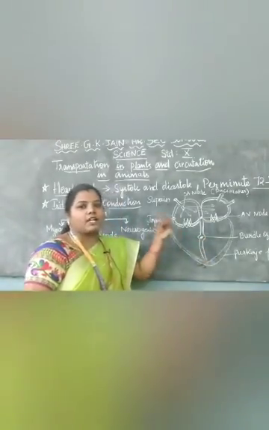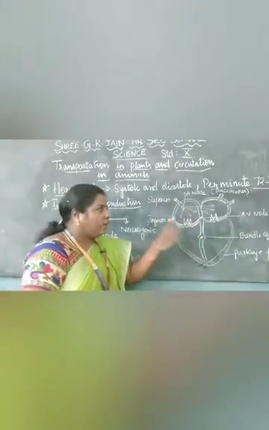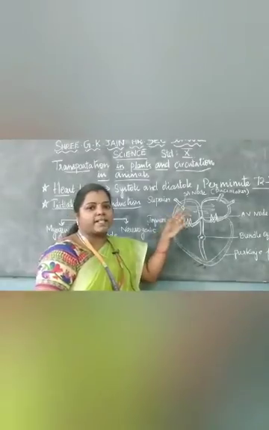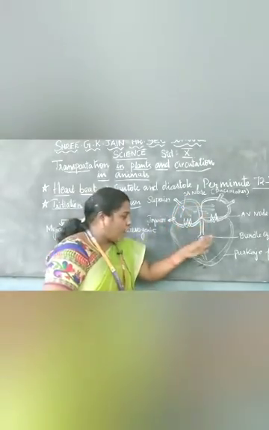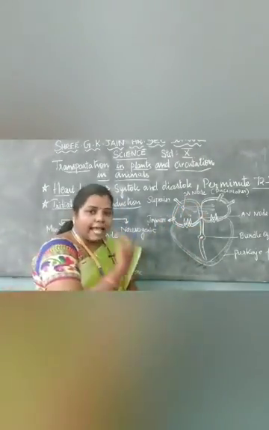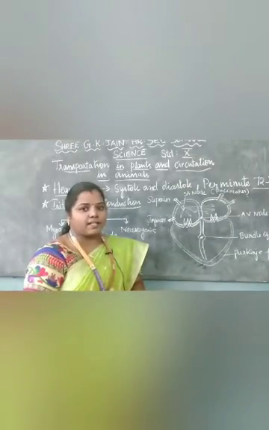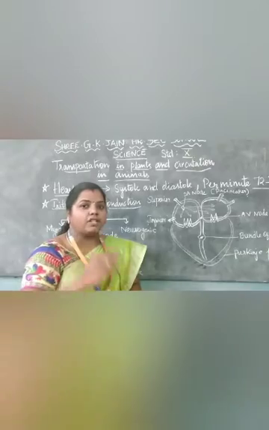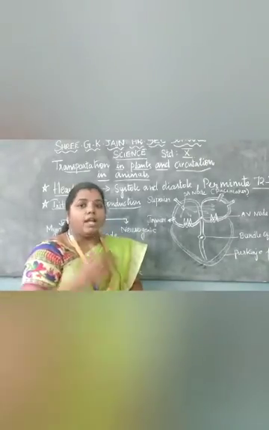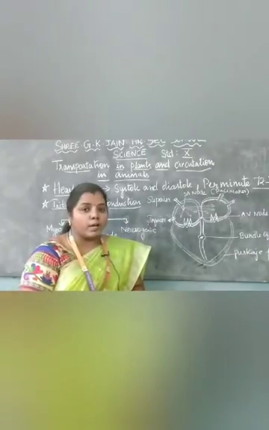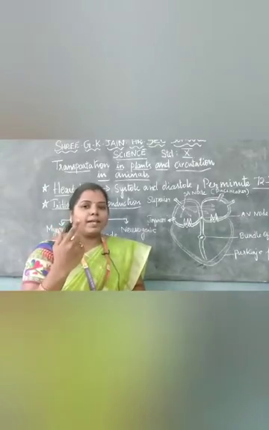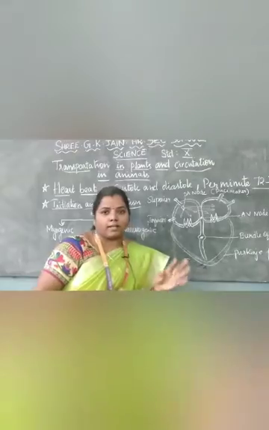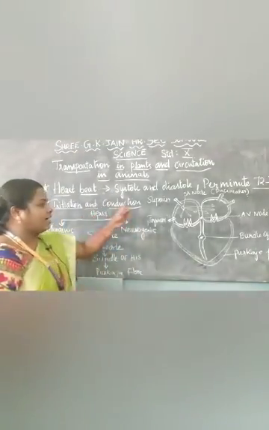Then again it starts relaxing. What happens again? The same procedure. From the SA node, the electrical impulses start moving downwards, and again there is contraction. So likewise the contraction and relaxation happen. During the contraction and relaxation, the closure of the valves occurs. Due to the closure of the valves only, we can hear the rhythmic sound of the heartbeat, that is the lub-dub sound. Okay, now you are clear about the initiation and conduction.